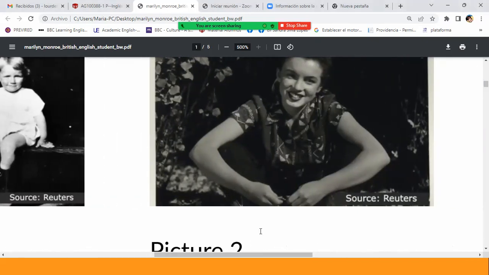Let's go to the second picture. How do you think she may be feeling in this picture? How is she feeling here? She looked very happy. It's a true smile. Maybe it's a good moment with the person that took the picture. Okay, the person that took the picture. Okay, she looks happy, yeah.